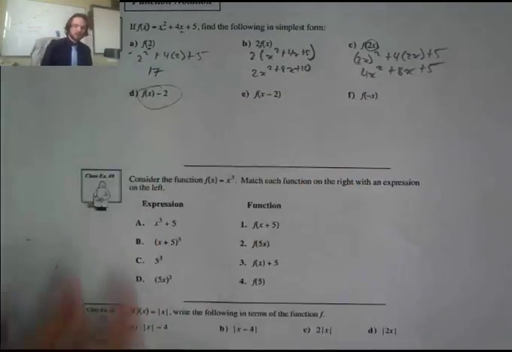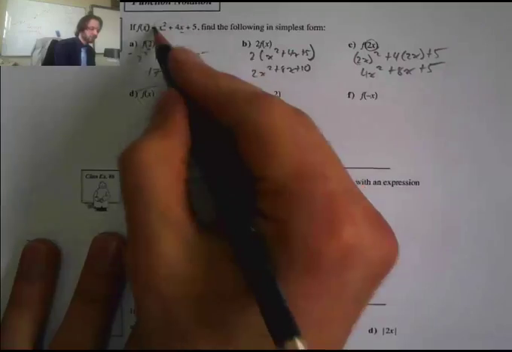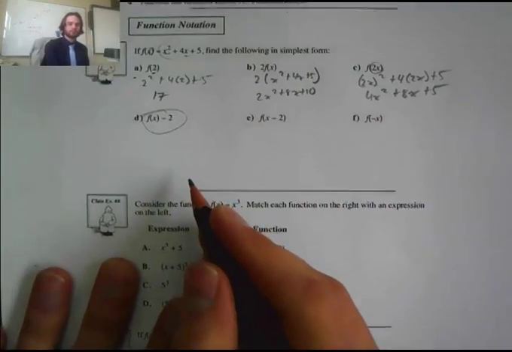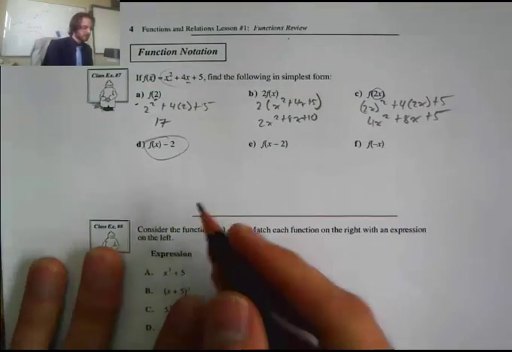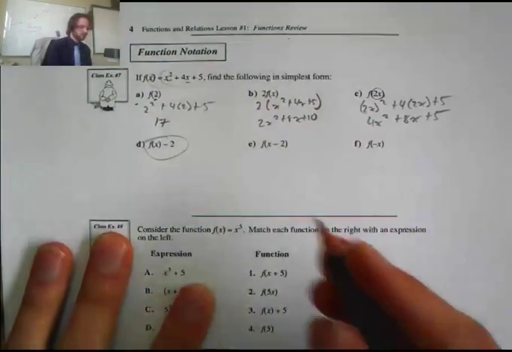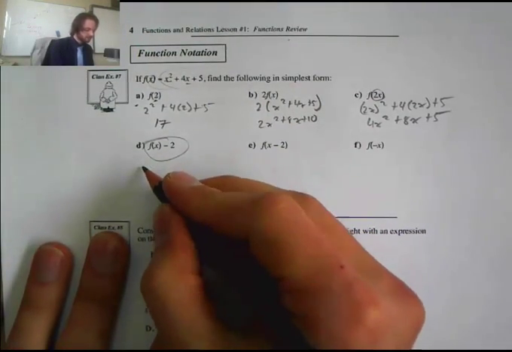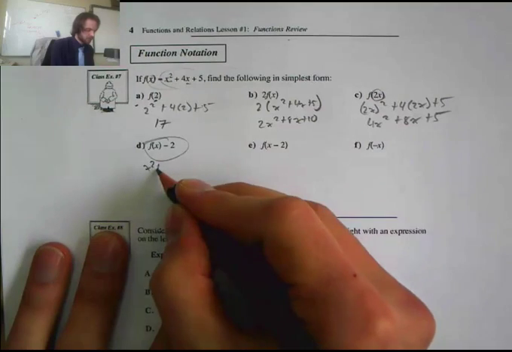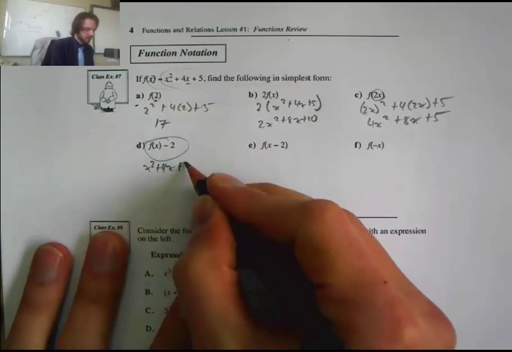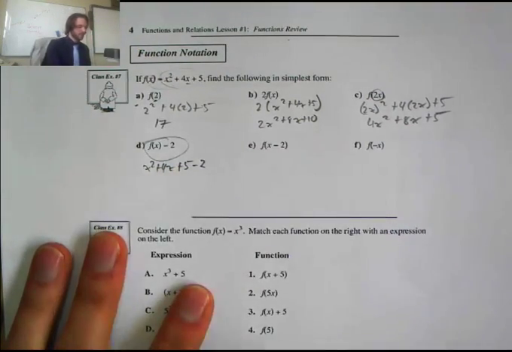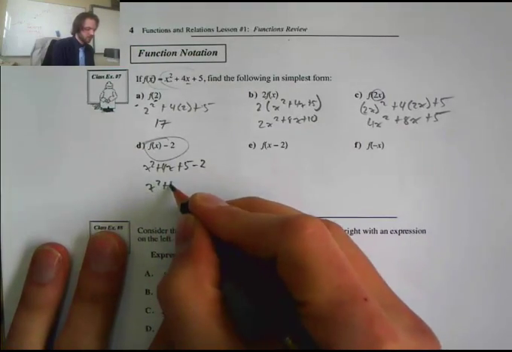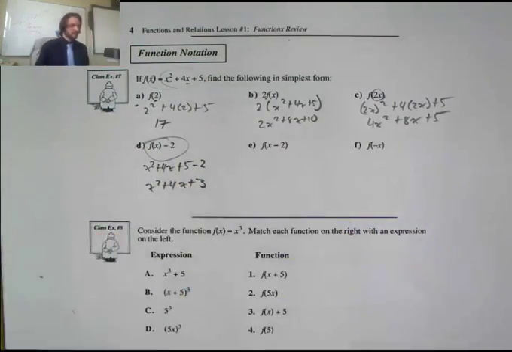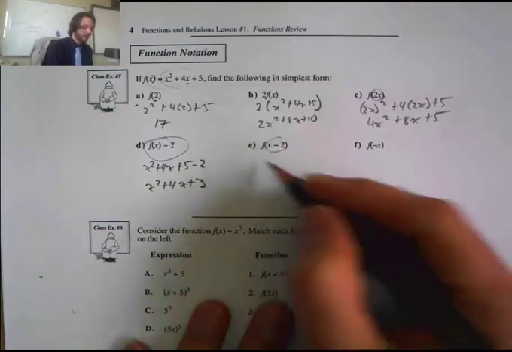Now, we want the whole equation, f of x, and we subtract 2. Well, I'll move that down so we can see a bit better. So let's take a look at this whole equation, subtract 2. So we have here x squared plus 4x plus 5, and then we subtract 2, which is x squared plus 4x plus 3.